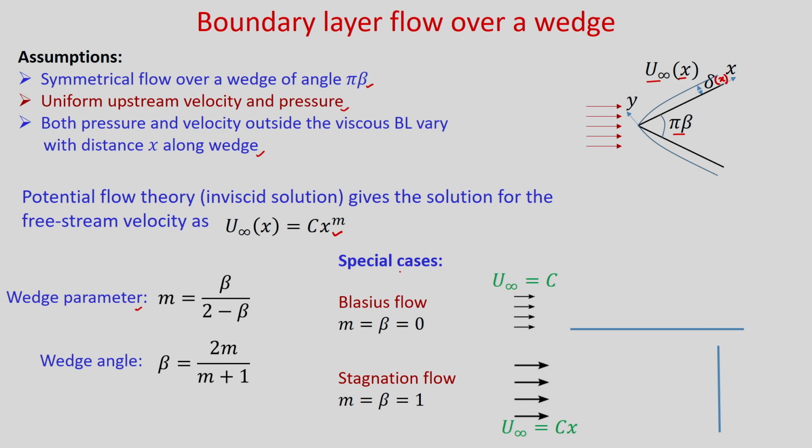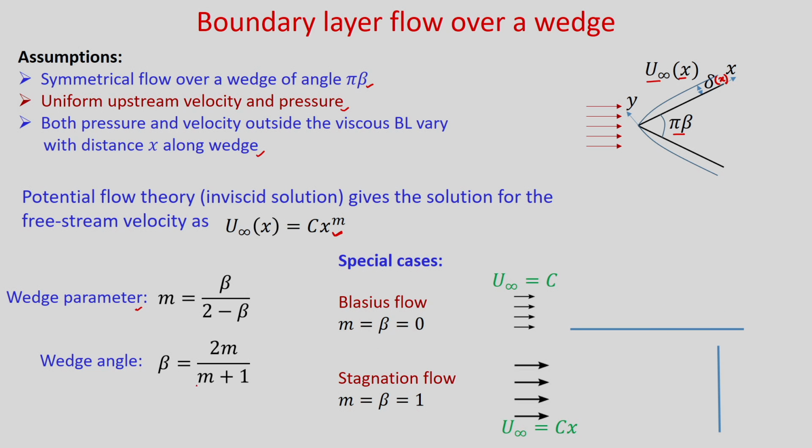Now, let us consider two special cases. First case is that beta is equal to 0, so the wedge angle is 0. If you put beta equal to 0 here, the wedge parameter m also will be 0, and obviously if beta becomes 0 it will be a flat plate. And what will be the free stream velocity in this case? As m is equal to 0, from this relation you will get u infinity as constant c. So, you can see for beta equal to 0 it becomes Blasius flow over a flat plate.